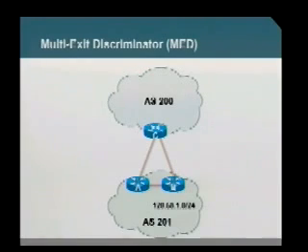Multi-exit discriminator, well, it lets you discriminate between multiple exits. Take this example. You're in AS201, you've got an address block you're announcing to AS200. You want to tell AS200 how the traffic is going to come into AS201. Okay? Well, of course, AS200 could set local preference to pick one of the paths. But if they don't do that, you can actually influence how the traffic comes into your network by using MED.